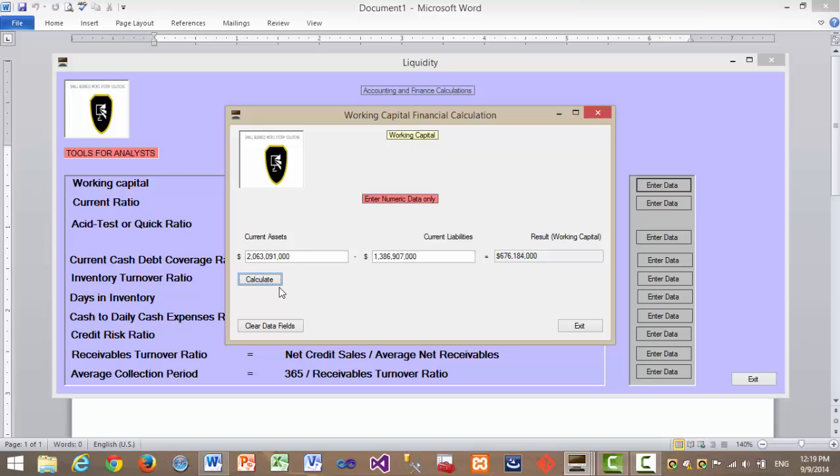You can also look at how you can input these values based on thousands, hundreds of thousands, millions, or billions, and come up with the working capital value based on current assets minus current liabilities. Also, let me turn your attention to the clear data field button. You can click on that just to simply clear out and enter new values for current assets and current liabilities to create a new working capital result.